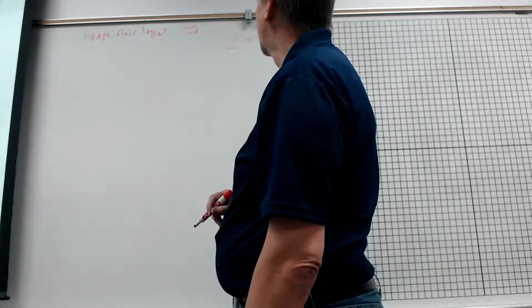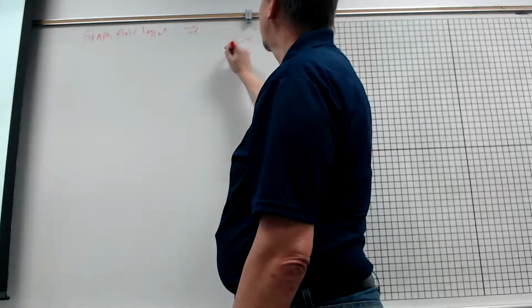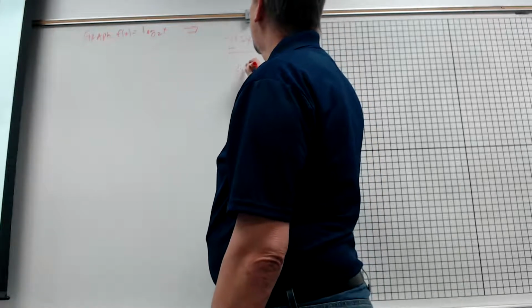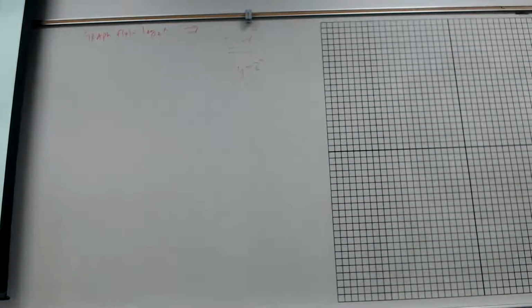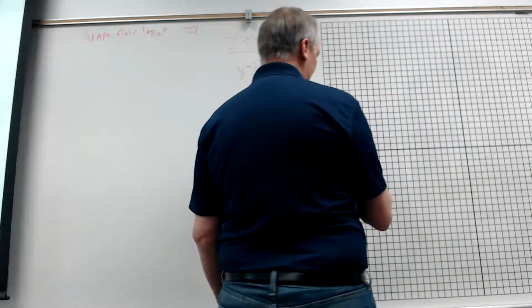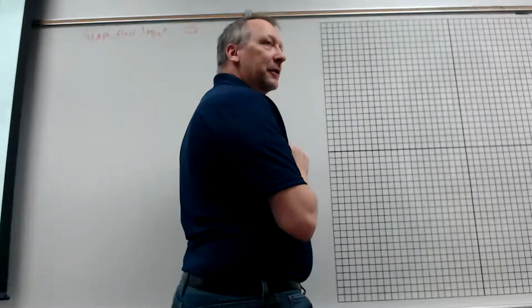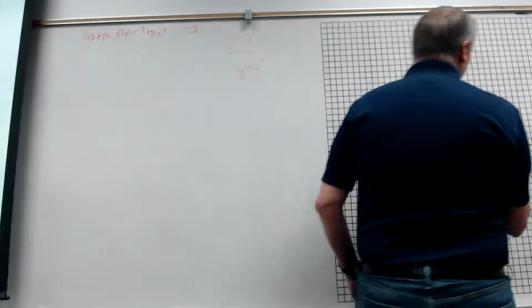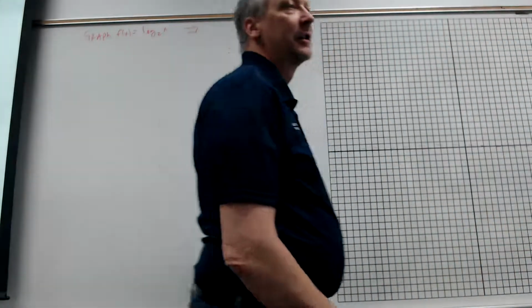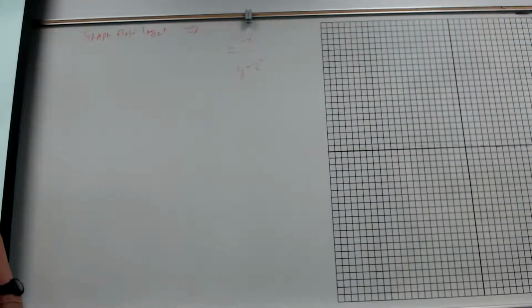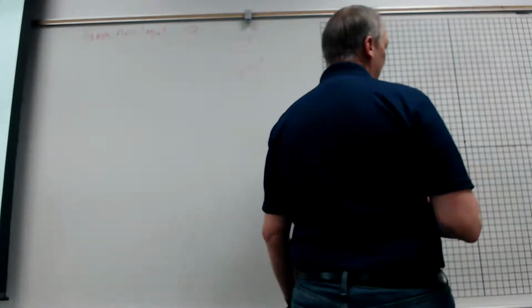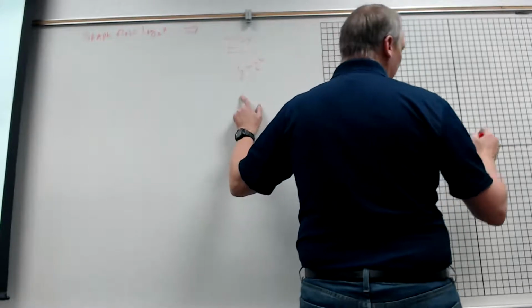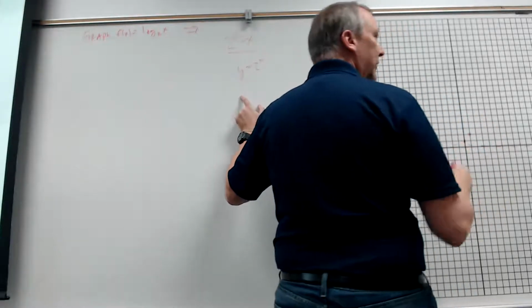Now, just for fun, I'm going to switch this around. If this was y equals 2 to the x, how would you graph that, Eric? So we've got, where's my asymptote? The asymptote is at y equals 0, on the x-axis. Okay? My important point is 0, 1. And then if x equals 1, y equals 2, right?